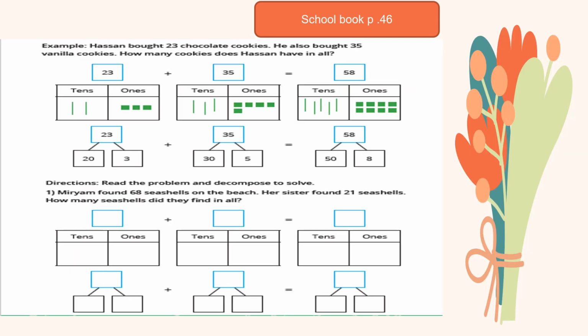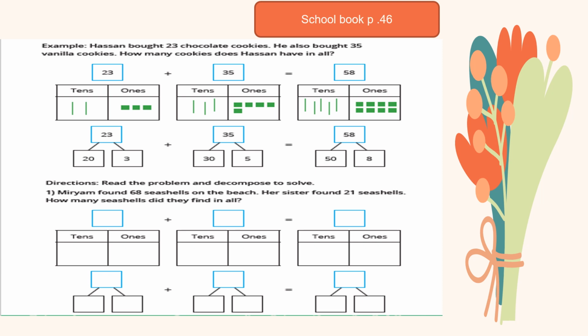23 chocolate cookies. He also bought 35 vanilla cookies. How many cookies does Hassan have in all? Do you remember? In all is a keyword for what? Yes, it is a keyword for addition. So 23 plus 35. Let's put ones with ones and tens with tens. 3 plus 5, after 5: 6, 7, 8. 2 plus 3, after 3: 4, 5. So 23 plus 35 equals 58.